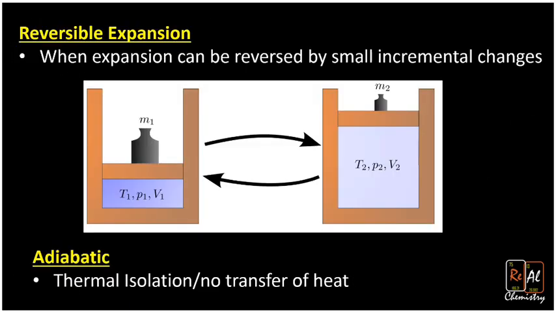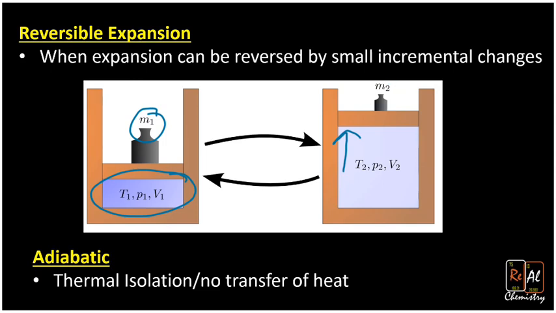So here is an example of what's going on. We start out here with a gas that is relatively compressed, and over time we expand its volume. So that's the expansion part. The fact that it's reversible means that we've produced this by small incremental changes. We've slowly changed mass 1 to mass 2. And that slow incremental change allows it to be reversible. We can go back and forth in this process.